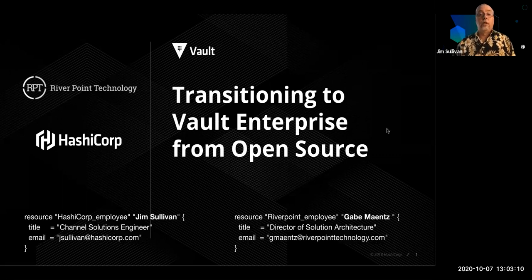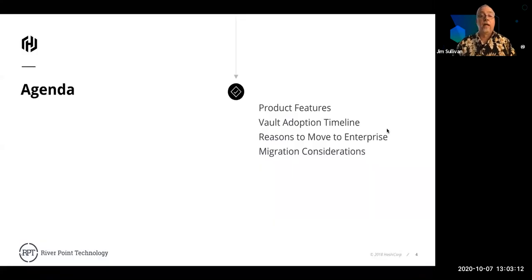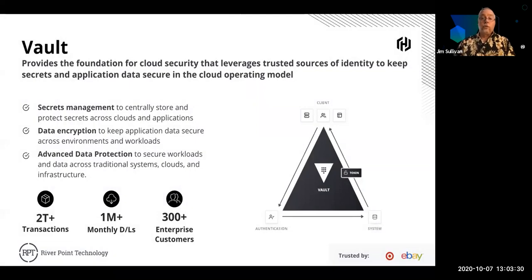So our agenda today is we're going to talk about the product features and a little bit about the Vault adoption timeline. We're going to go through reasons why you would move to enterprise from open source, and then we're going to go through the migration considerations that are attached to that and follow up with some next steps for you moving forward. So Vault, just really quickly, just to remind everybody about what we're talking about.